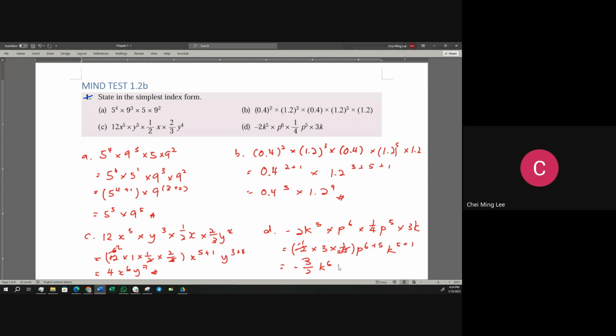K to the power of 6, p to the power of 11. Question, the p to the power of 6, right? That's why we don't need to add 1. The p to the power of 6 plus p to the power of 5, correct? Why you need to add 1? Oh yeah, you need to add 1, but I just skip because it's only 1. Because it's multiplied by 1, then no problem.